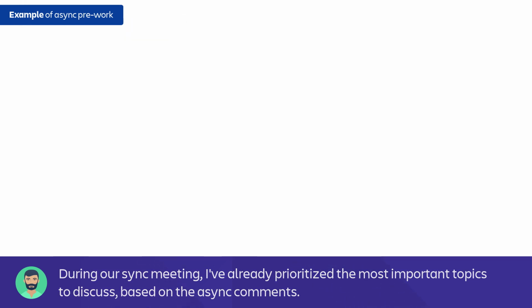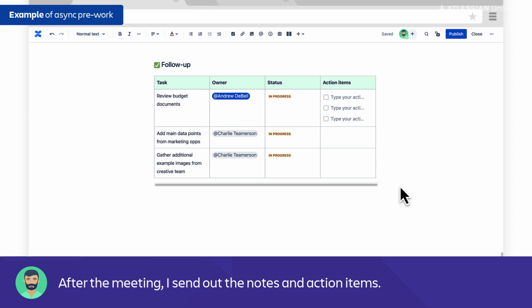After our productive meeting, there's also some async post-work I can do. I share the meeting notes and action items with the stakeholders, also on a Confluence page, and then encourage them to add anything that I may have missed or anything that they'd like to contribute. And there we go. We successfully used Confluence and Loom to do async pre-work to make sure that our sync meeting together was the most efficient and effective it could be.